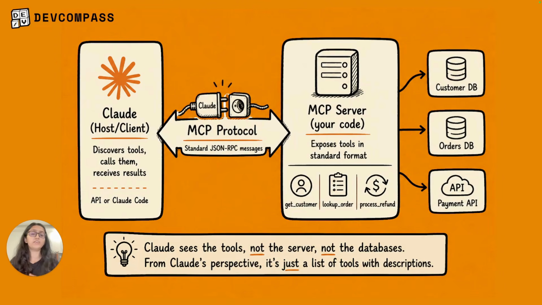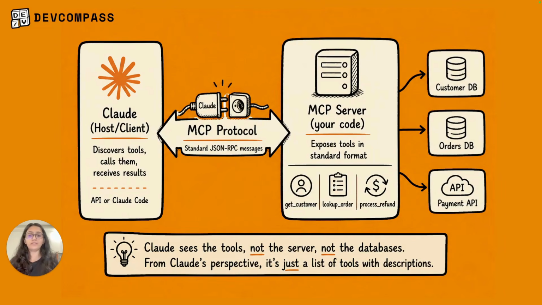In the middle is your MCP server. This is a process you run, your code that sits between Claude and your backend services. It exposes your tools in a standardized format over what is called the MCP protocol, a standard JSON RPC interface. Claude connects to the server, asks it what tools are available, receives their definitions, and from that point on calls them exactly like it would call any inline tool. There's no difference from Claude's perspective.